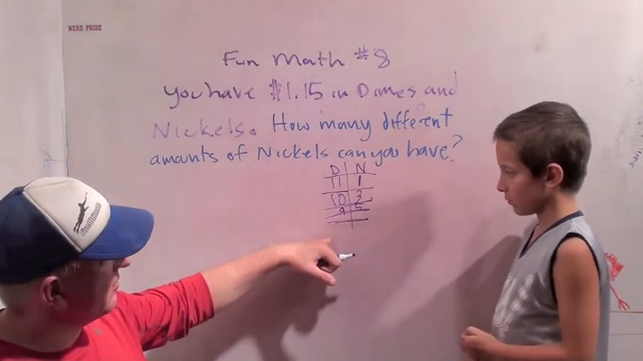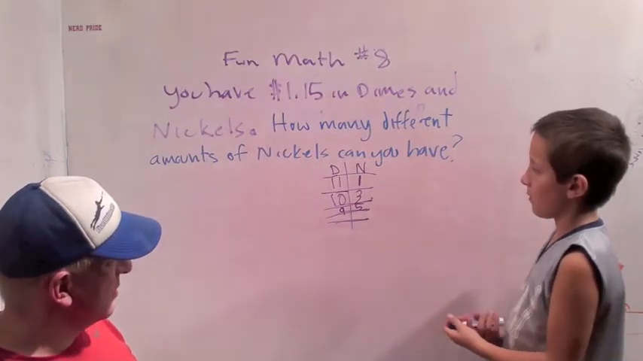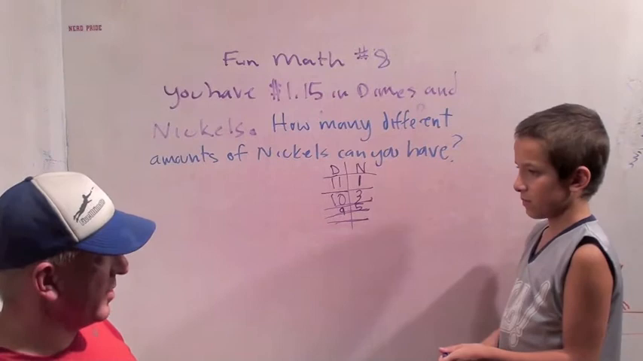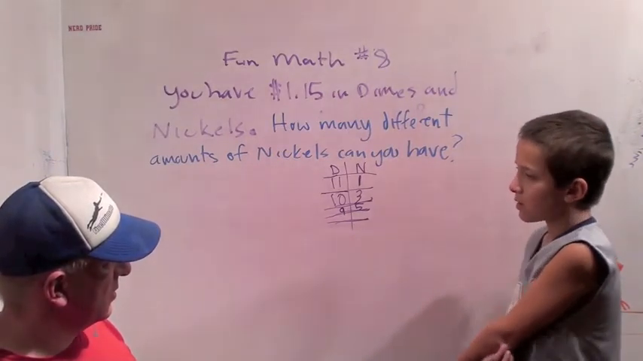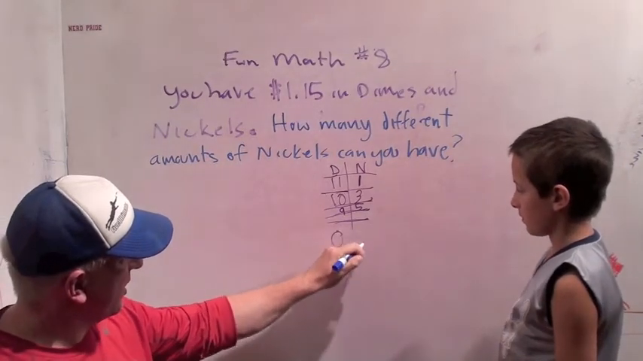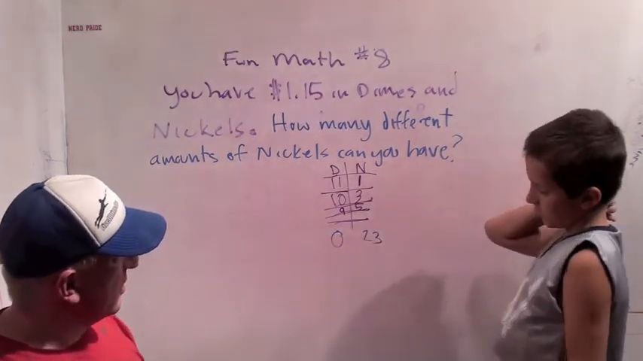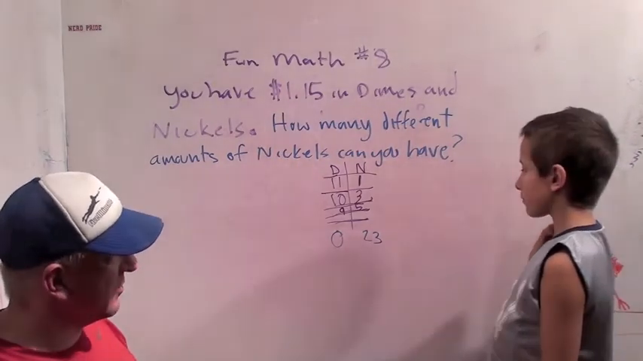How many nickels would you have if you had 0 dimes? You could have all of them be nickels. How many would that be? It's 23. 23 nickels, okay. So if you have 0 dimes, you're going to have 23 nickels. So if you go from 11, 10, 9, 8, all the way down to 0, how many different numbers is that?